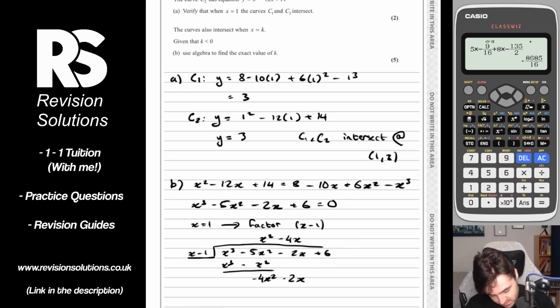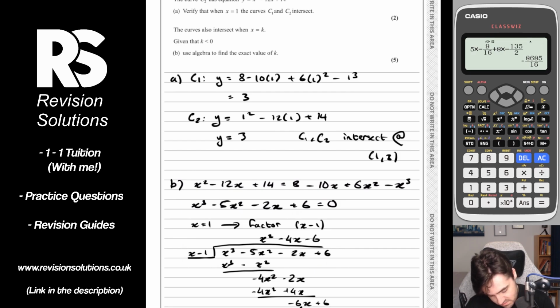And then we multiply through again, so minus 4x times x gives us the minus 4x squared back. Minus 4x times minus 1 leaves us with plus 4x. Now we subtract off again. Minus 2x minus 4x leaves us with minus 6x. Bringing down the last term is a plus 6. And then repeating, minus 6x divided by x leaves us with minus 6.